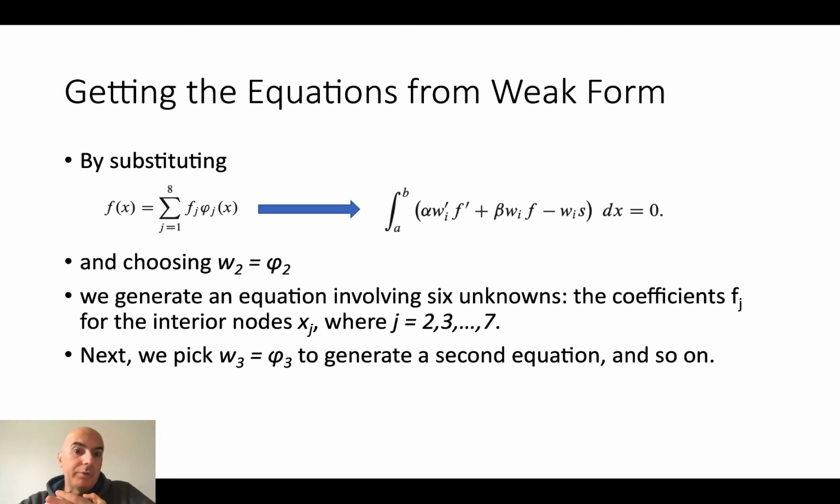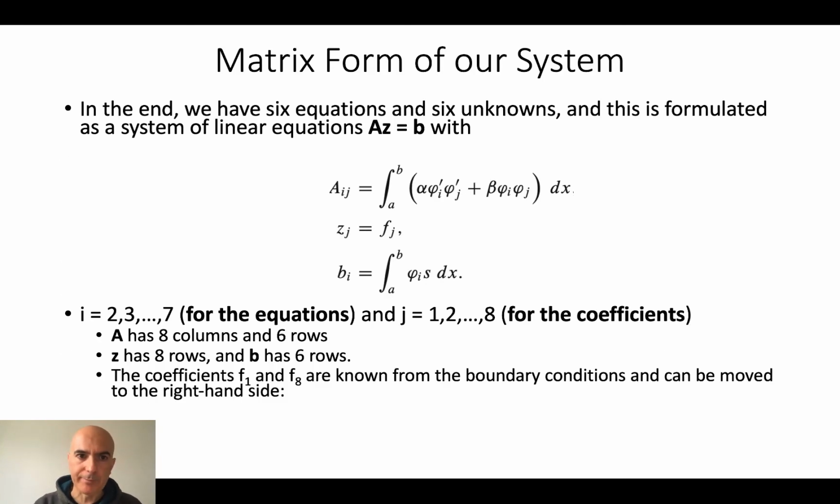So what we're going to do next is exactly the same procedure, but we're going to use w3 equal to the nodal basis function phi3 in the Galerkin method. So we can choose a different weighting function. We do weighting functions 2, 3, 4, 5, 6, and 7, and we're going to get 6 equations with 6 unknowns. So in the end, we have 6 equations and 6 unknowns, our fj, and this can be formulated as a system of linear equations.